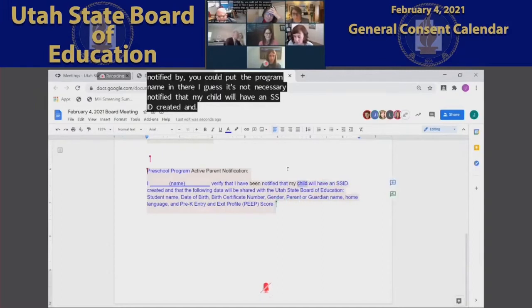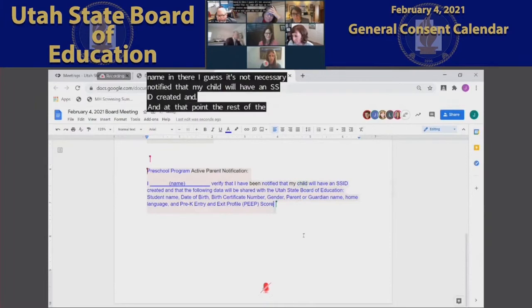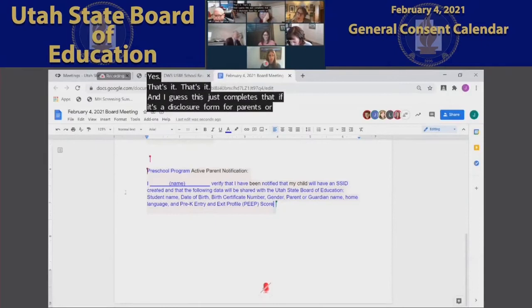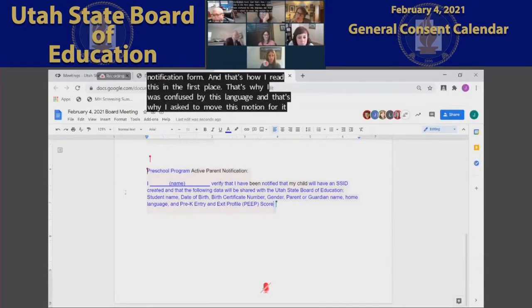And I guess this just completes that, if it's a disclosure form for parents or a notification form. That's how I read this in the first place. That's why I was confused by this language, and why I asked to move this motion forward so that it had that completed element to it. And once again, this is a model program. In other words, this is what it could look like. It's got the language and wording in there. So if parents, or not parents, but school entities or workforce services or whoever needs to move those components around in whatever way to do that.